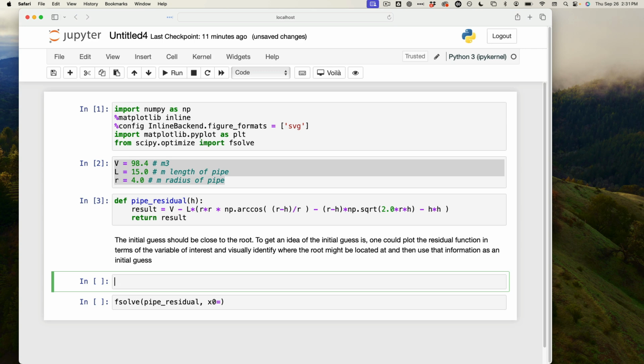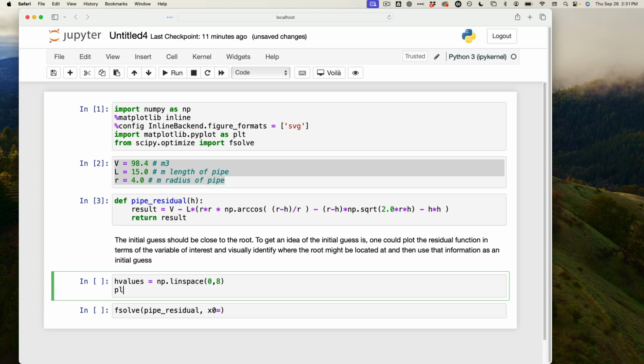So let's create a linspace for h values, let's say, np.linspace. And like I said, our h values are going to be between 0 and 8 meters, right? Because that's the maximum height of the pipe. It's 1 diameter, and the radius is 4. So I'm going to create a bunch of points from 0 to 8 because I want to plot my residual function, plt.plot, h values and then pipe residual as a function of h values.